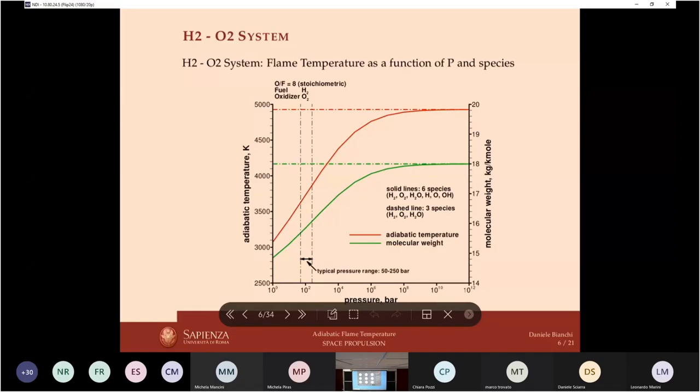I'm showing you here a vessel pressure that goes from 1 to 10 to 12 bar. That, of course, is meaningless, but it's just to understand. And you see also how the molar mass or molecular weight, the green line, is changing. It will be 18 if you have just water vapor, but it decreases if we split in some way our H2O into some lighter species like H, O, OH.